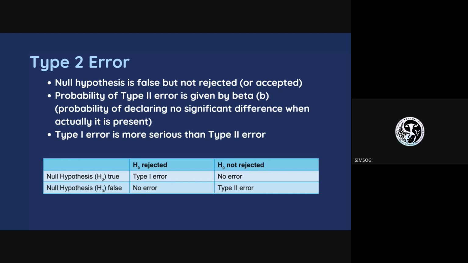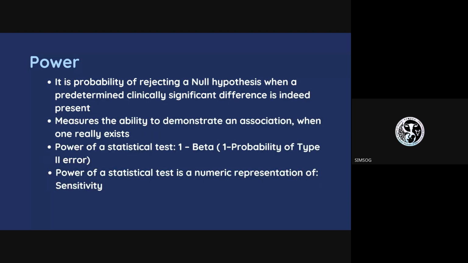The probability of type 2 error is given by beta, but type 1 error is more serious than a type 2 error, as you might already understand. Now, what is power? It is the probability of rejecting a null hypothesis when a predetermined clinically significant difference is indeed present. This measures the ability to demonstrate an association when one really exists. So the word itself is self-explanatory, that it tells you the power or how strong the study is.